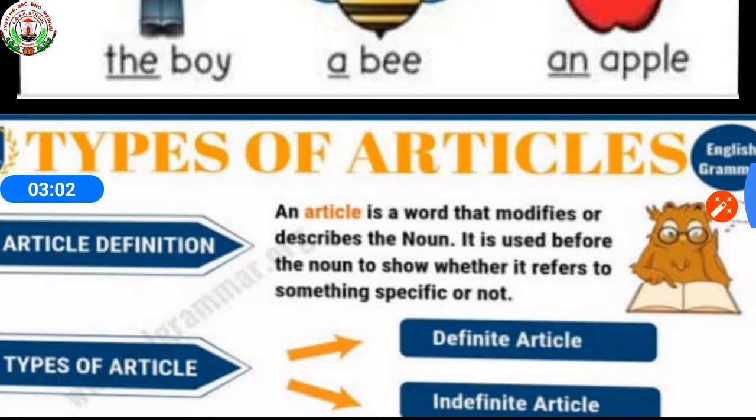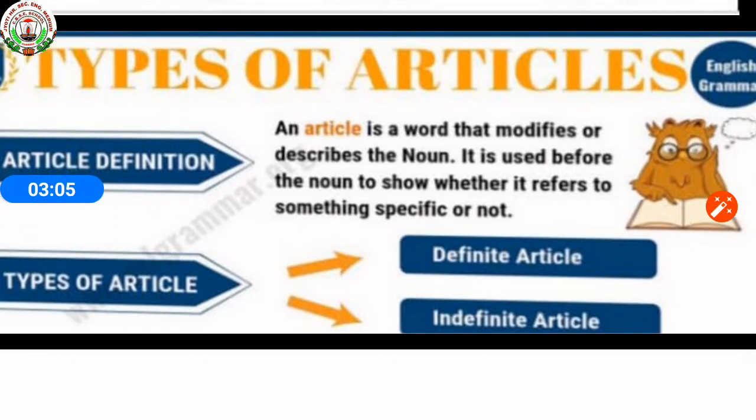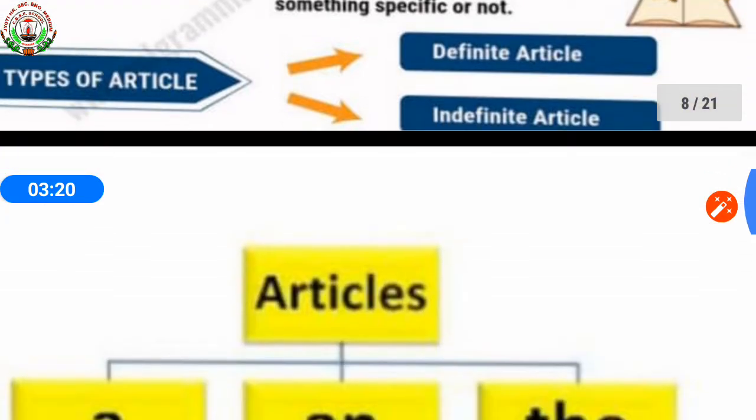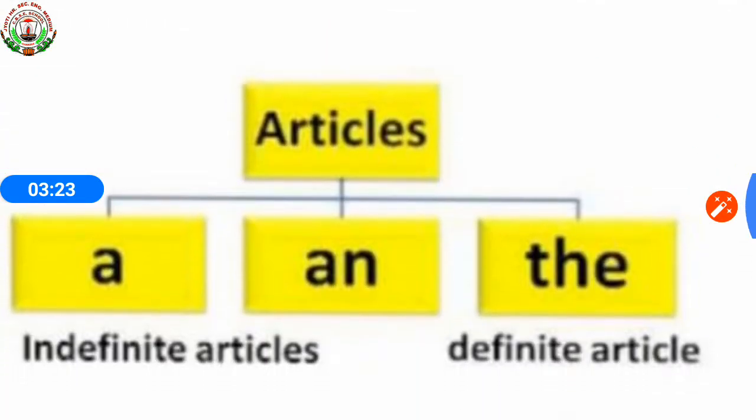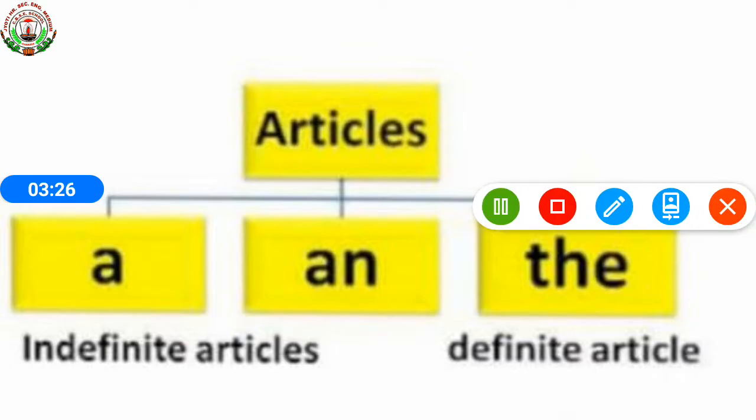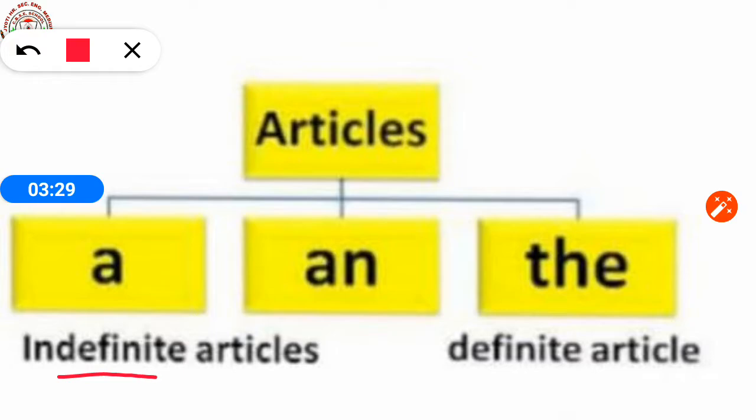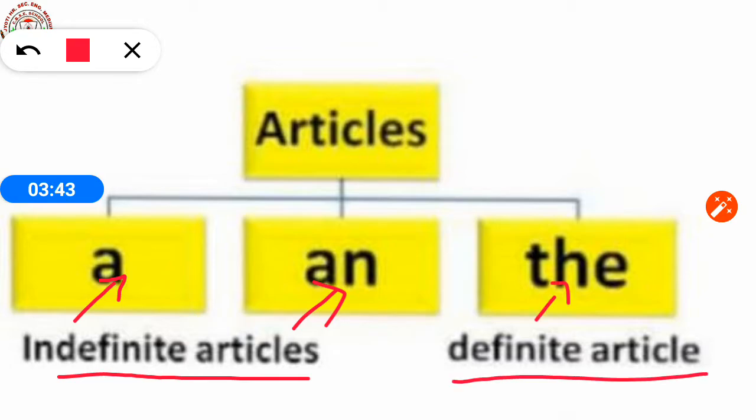Now we see types of articles. There are two types of articles. First one, indefinite article. Second one, definite article. So, indefinite articles relate with a and an, and definite article relates with the.